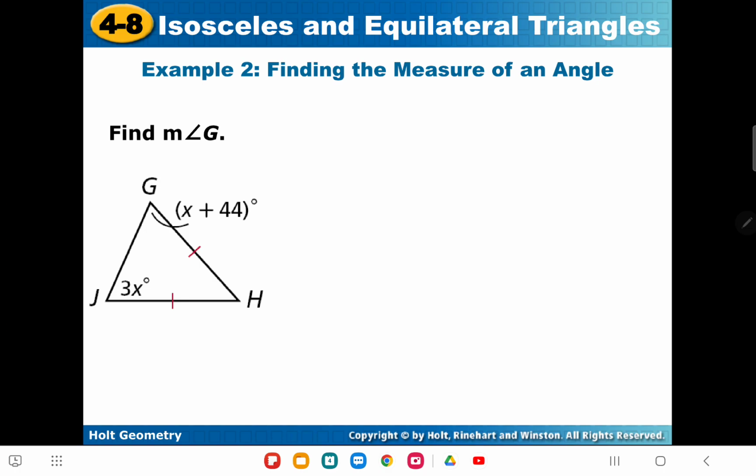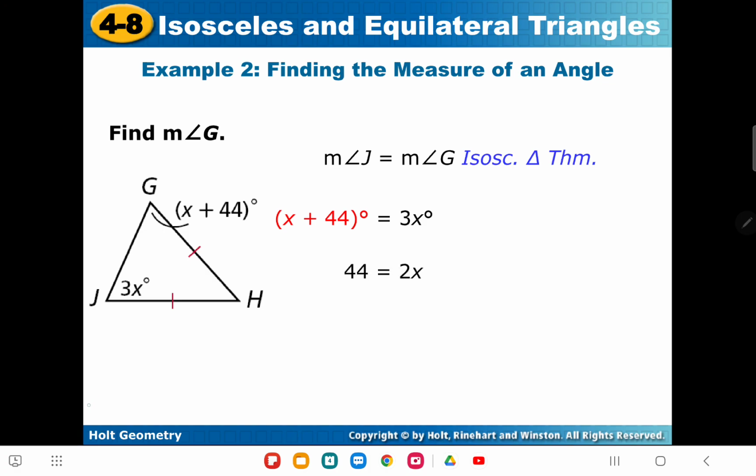In this case, things are a little bit more challenging because we have algebra involved. However, angle J and angle G are opposite to the congruent sides, and therefore they are congruent. Thus, the angle measures are equal to each other. We can write this equation, and we can solve using algebra. So x is equal to 22. That means that angle G is going to be 22 plus 44 degrees, or 66 degrees.